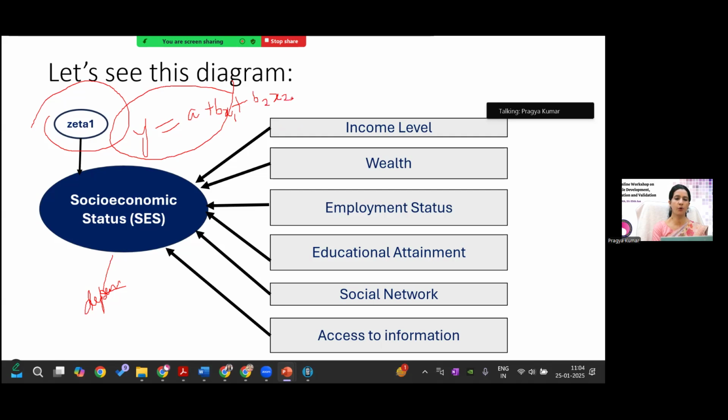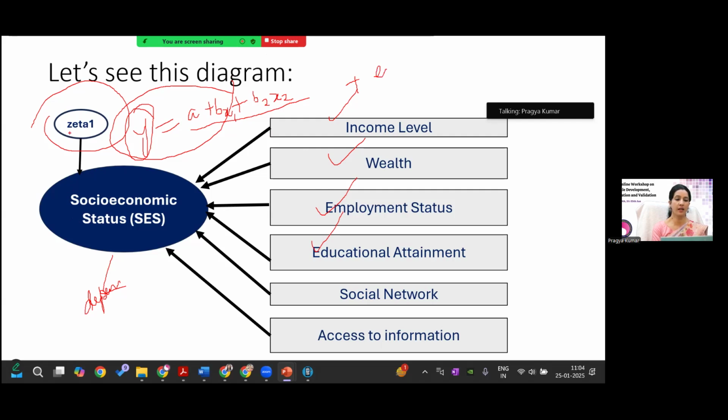So here the variation in this score is explained by all the factors, like income, wealth, employment, education. Together, this makes the socioeconomic scale. And that's why the error is at the level of zeta. Why? Because if you remember the equation, there is one error at the end.